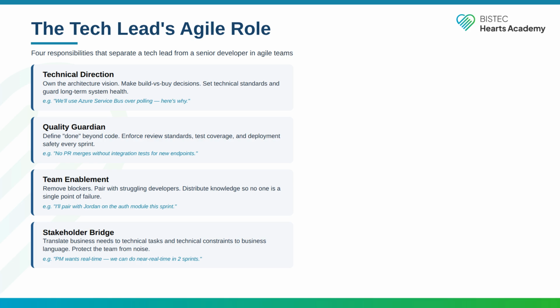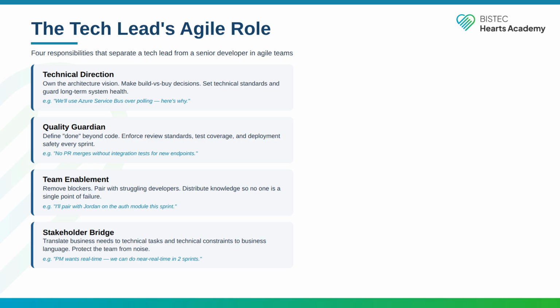Quality guardian. You define what done means beyond passing tests. No pull request merges without integration tests for new endpoints. Deployment checklists. Performance budgets. You are the person who ensures the system stays healthy as features pile up. Team enablement. This is the multiplier role. Remove blockers. Pair with the engineer who is struggling with the auth module. Distribute knowledge so the team does not have single points of failure. If you are the only person who can deploy, you have failed at enablement.